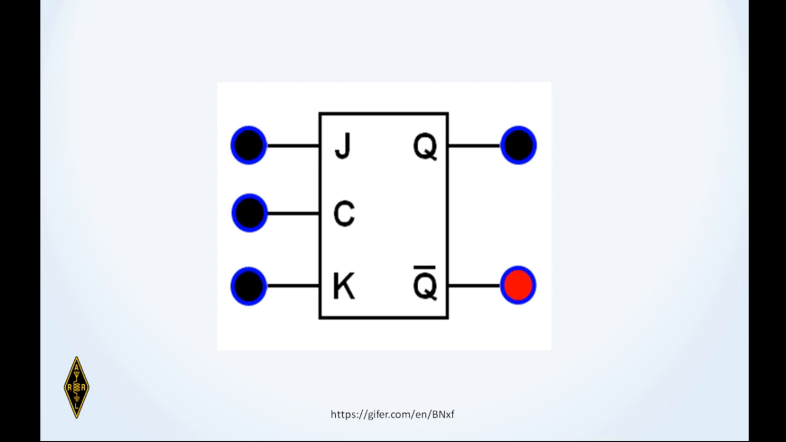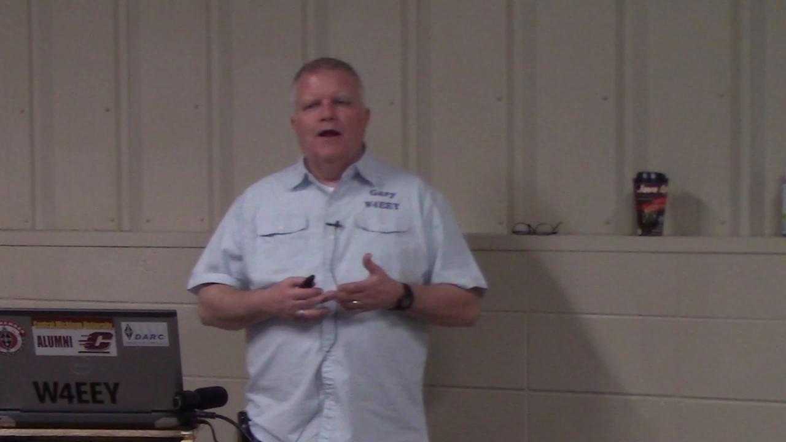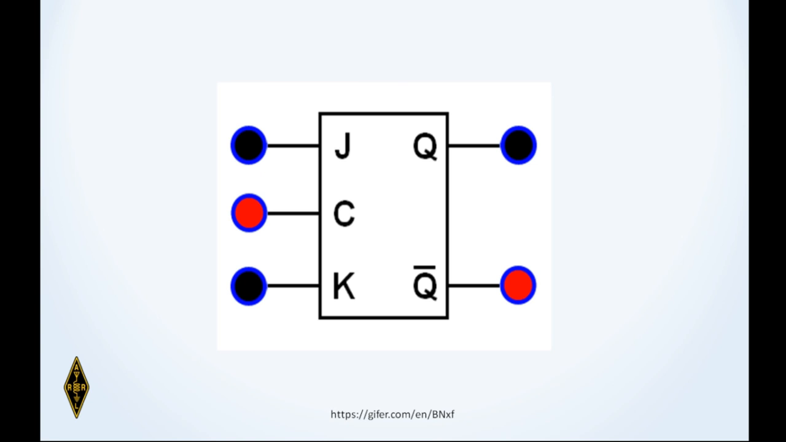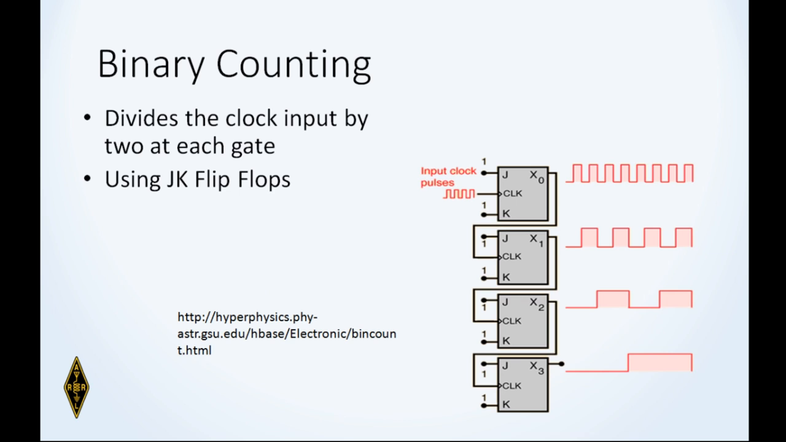Now, for every two pulses that come in on the clock line, only one pulse comes out on the Q line. And so if you have a clock signal coming in at 100 kilohertz, the output on the Q is going to be only 50 kilohertz. And so that's why JK flip-flops can be used as counters. And they can be used for binary counting, divide by two. And so one JK flip-flop can divide by two. But if you cascade them, then you can divide by four, divide by eight, divide by 16. So JK flip-flops are used for counter circuits.